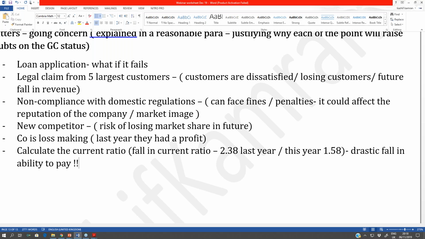So see, the examiner was saying to utilize the analytical procedure where possible. So I did utilize the analytical procedure: I calculated the current ratio and I linked it with the going concern doubts. It's not like analytical procedures alone. You need to utilize the analytical procedure.